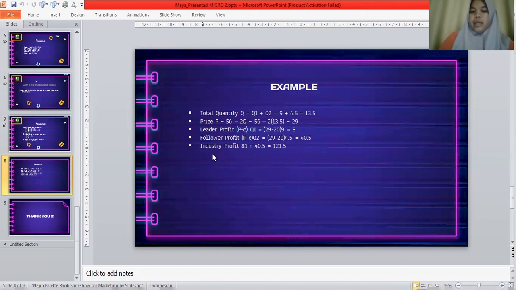And the industry profit: 81 plus 40.5 equals 121.5. And maybe that's all from me.